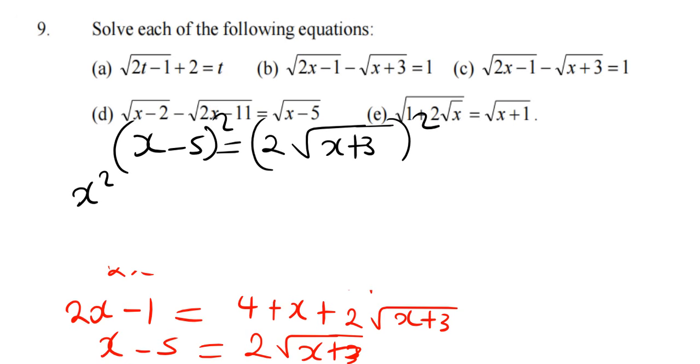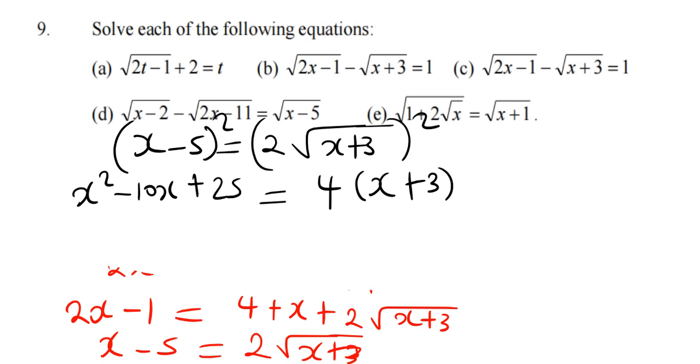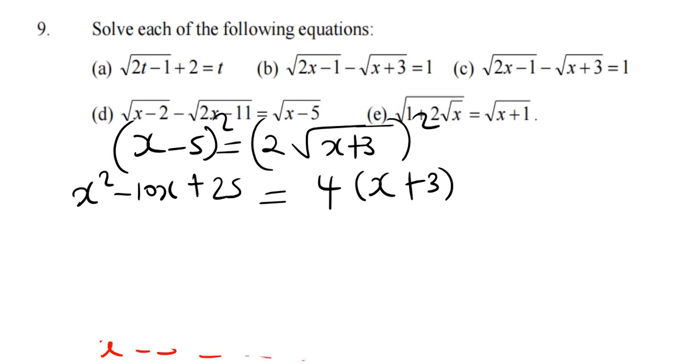2x multiplied by negative 5, we're going to have negative 10x. And then when you square negative 5, squared, that is 25. This will be equal to, when I square 2, I'm going to have a 4. When I square this whole thing, the root is going to cancel, so I'm just going to remain with x plus 3. And now we've reached close to our destination.